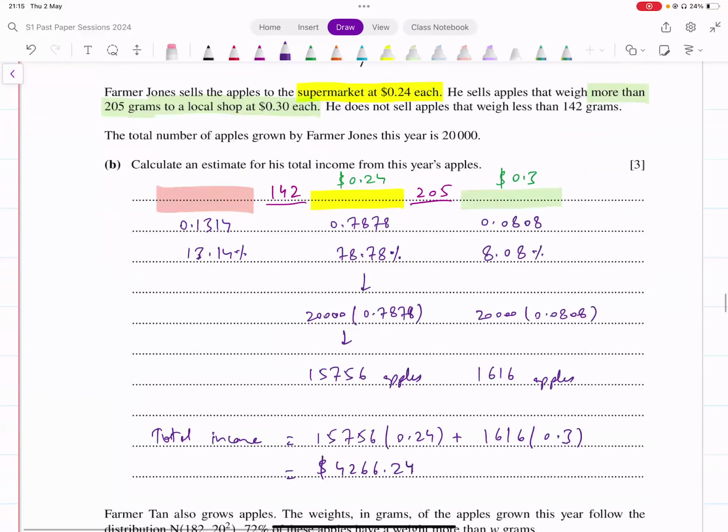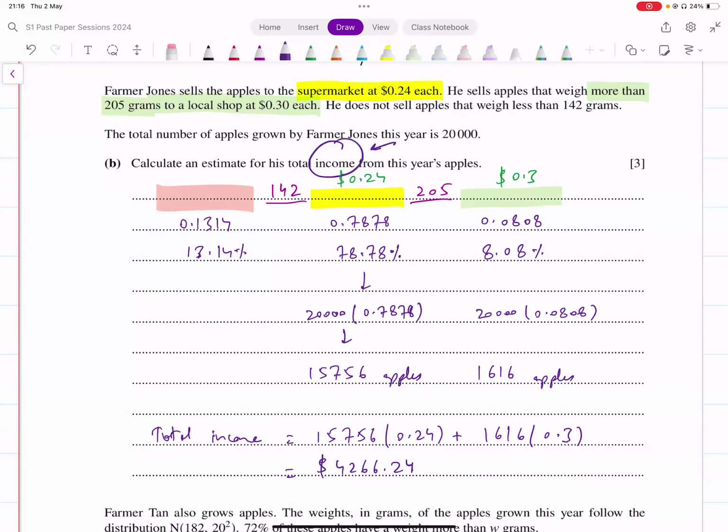Yeah, so by income they mean the revenue he's generated. So it's not profits, it's basically the revenue, right? So sometimes income is used for revenues as well. It's not necessarily profits, it's just the revenues, okay?